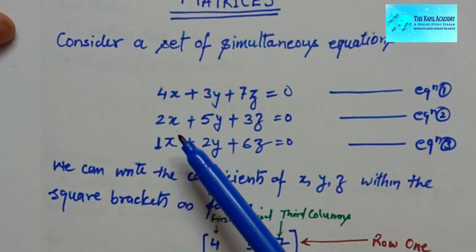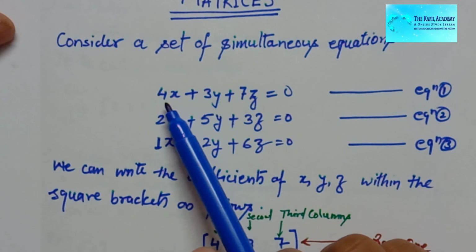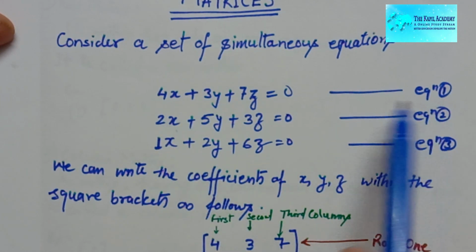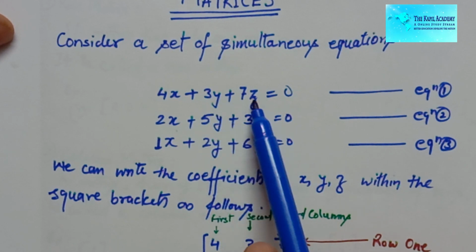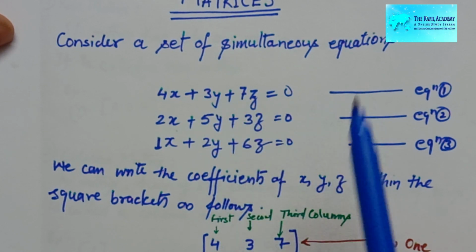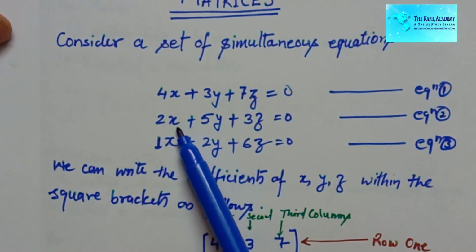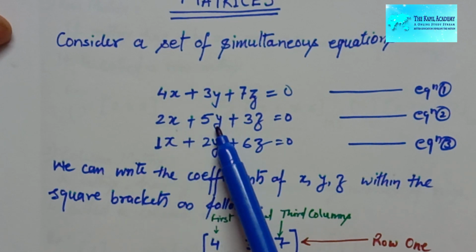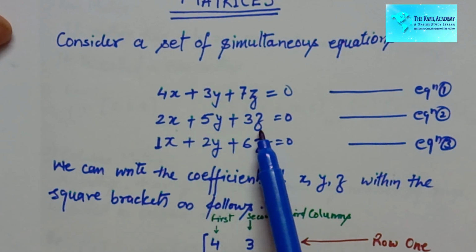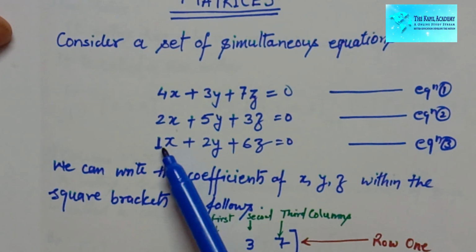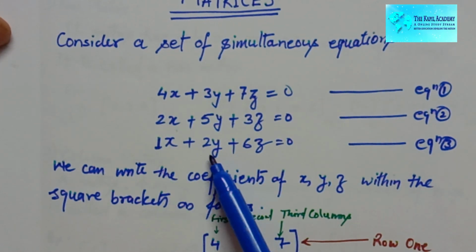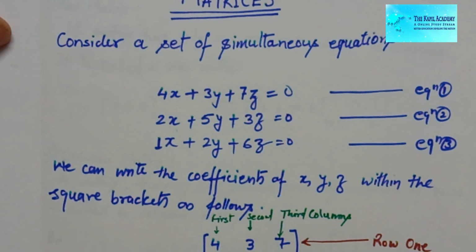Here we have the coefficient of x is 4 in equation number 1, the coefficient of y is 3, and the coefficient of z is 7. In equation 2 the coefficient of x is 2, the coefficient of y is 5, and the coefficient of z is 3. In equation number 3 the coefficient of x is 1, the coefficient of y is 2, and the coefficient of z is 6.